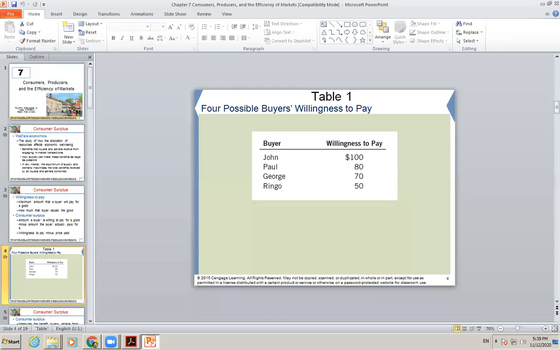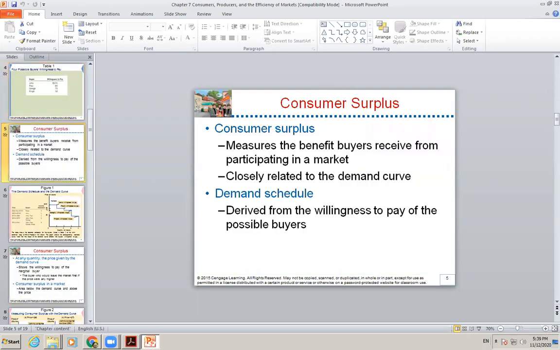We've got 4 possible buyers for the willingness to pay. John's willingness to pay is 100, Paul's is 80, George and Ringo are 70 and 50 respectively, as we can see from table 1. We'll illustrate this table in the following slide and see how much the consumer surplus will be. Consumer surplus basically measures the benefit the buyer receives from participating in the market, which is closely related to the demand curve. The demand schedule is derived from the willingness to pay of the possible buyers that have been mentioned in the previous slide.